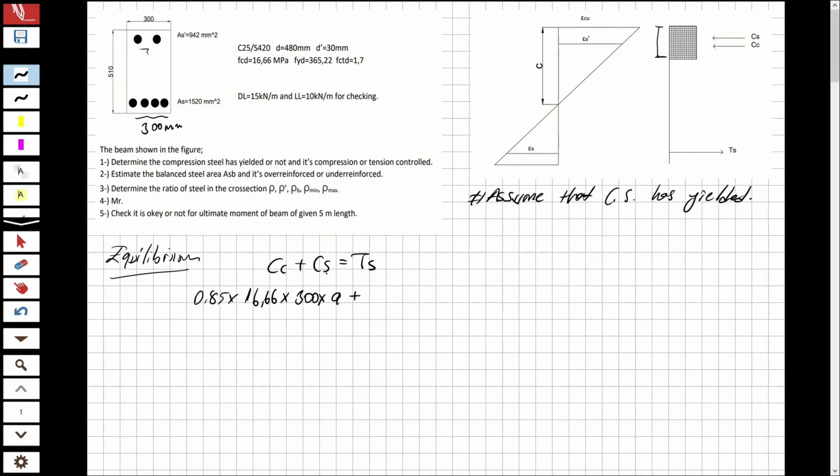And plus CS. What is CS? CS is the area of AS prime, the top steel, 942, multiplied by FYD. Why FYD? Because we assume that the compression steel has yielded. So that means that we are going to use 365.22, okay?